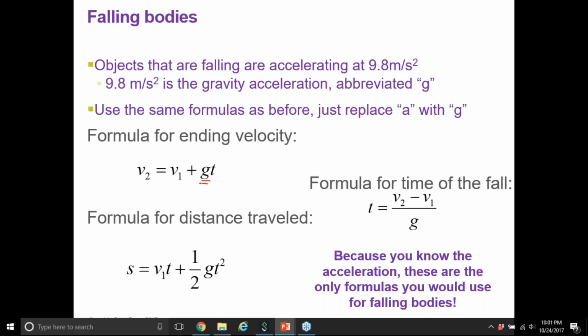Because we know the acceleration with falling things, these are the only three formulas you would use. We looked at 10 or 11 formulas before when you're talking about stuff moving on flat ground. But if something is falling, it's a little easier. We've only got these three formulas to pick from.